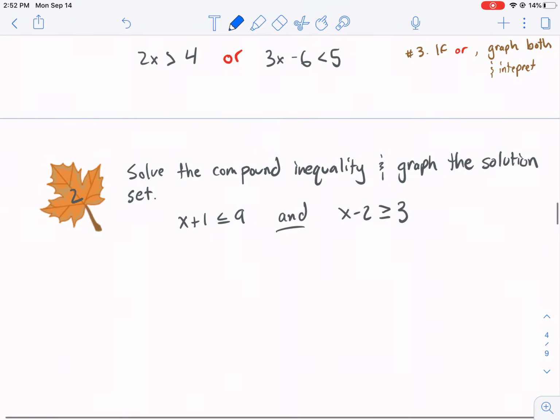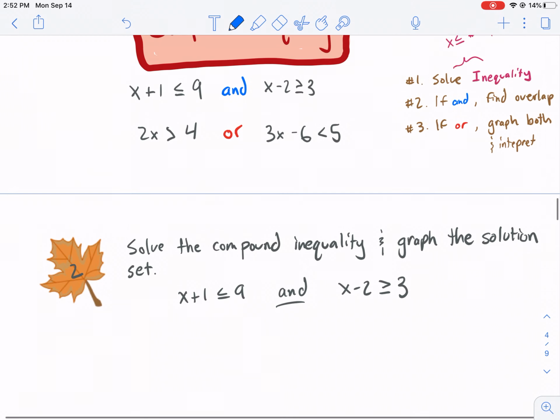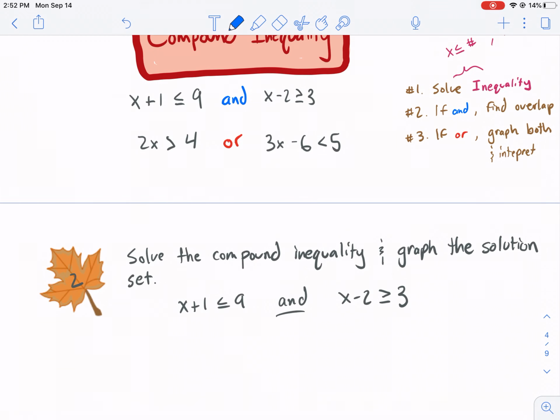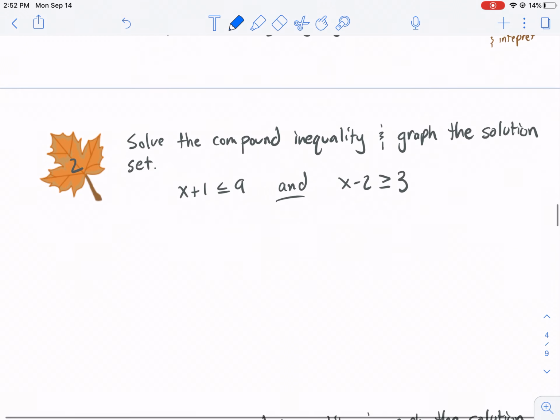So solve the compound inequality and graph the solution set. The first step is we need to solve the compound inequality. Well, we have 2 different ones here. Let's go ahead and solve the one on the left. We're going to subtract 1 from both sides.